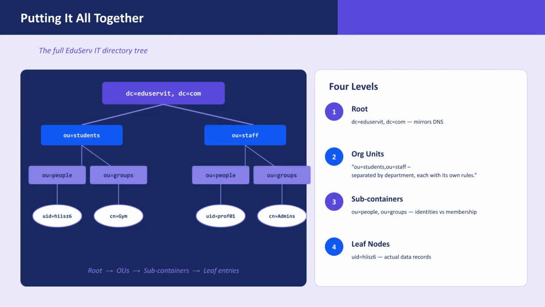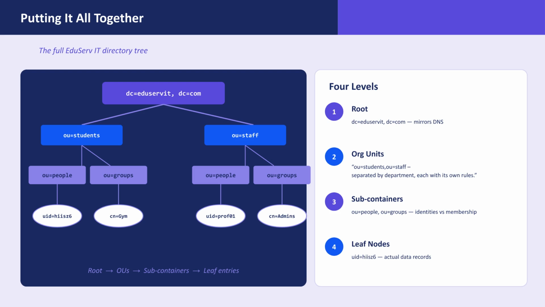Let's bring the whole picture together. The EduServe IT Directory Information Tree has 4 levels. 1. The root, DC equals EduServe IT, DC equals COM, mirrors the DNS domain and is the foundation of the entire directory. 2. Organizational units, OU equals students and OU equals staff, separate identities by department and keep each group under its own set of rules. 3. Subcontainers, OU equals people and OU equals groups, separate individual identity records from group membership records.